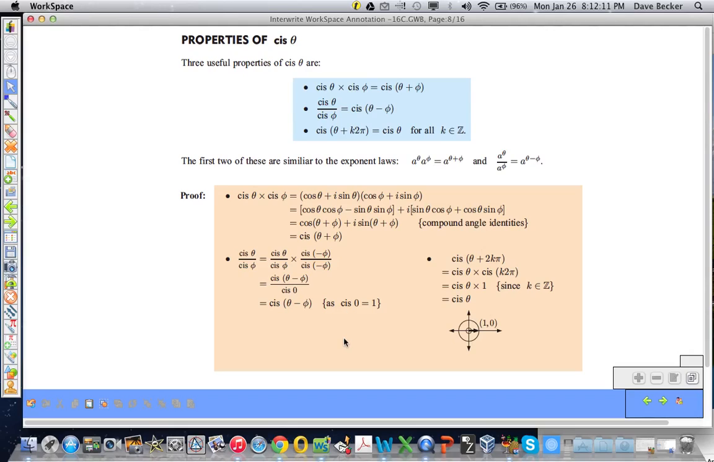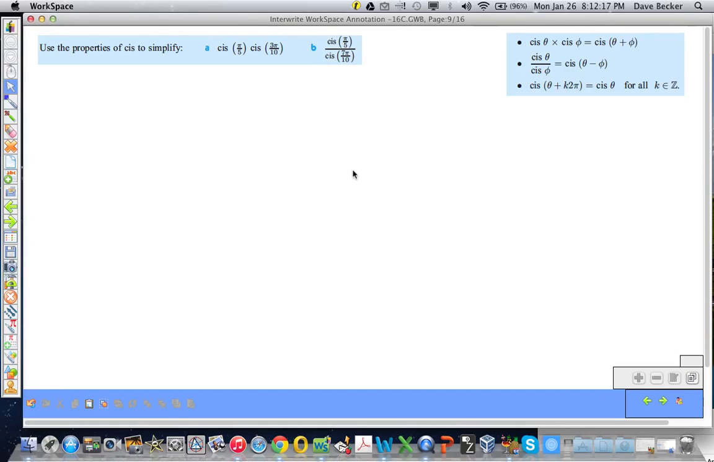So you can pause and take a look at the proof if you would like. Okay. So let's move forward. Let's use these properties to simplify cis theta expressions. Okay, so let's do A.